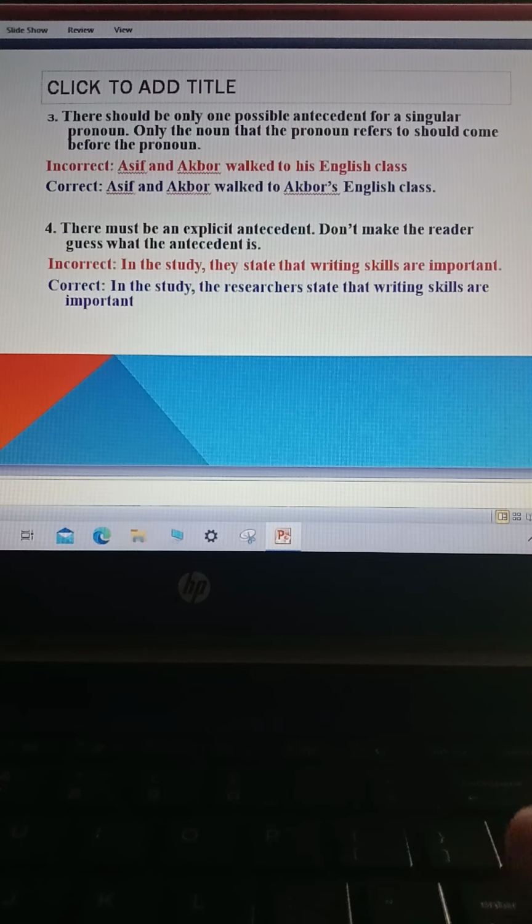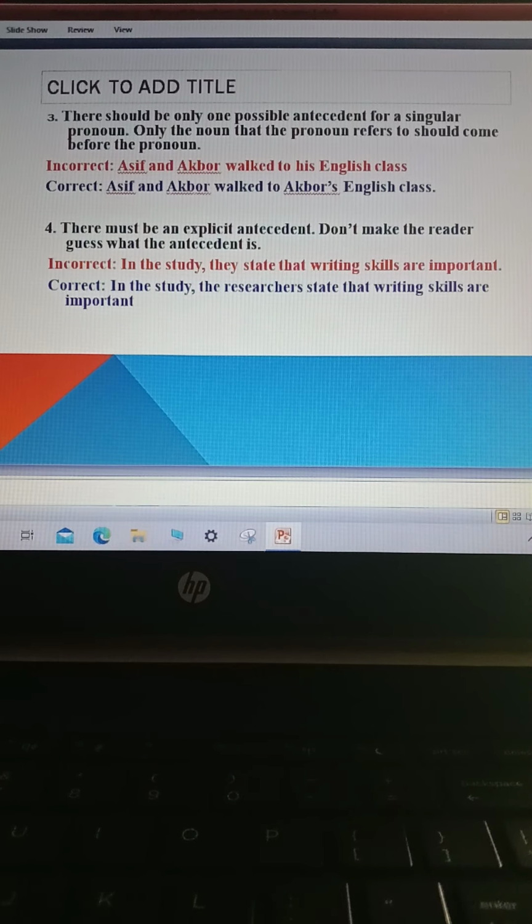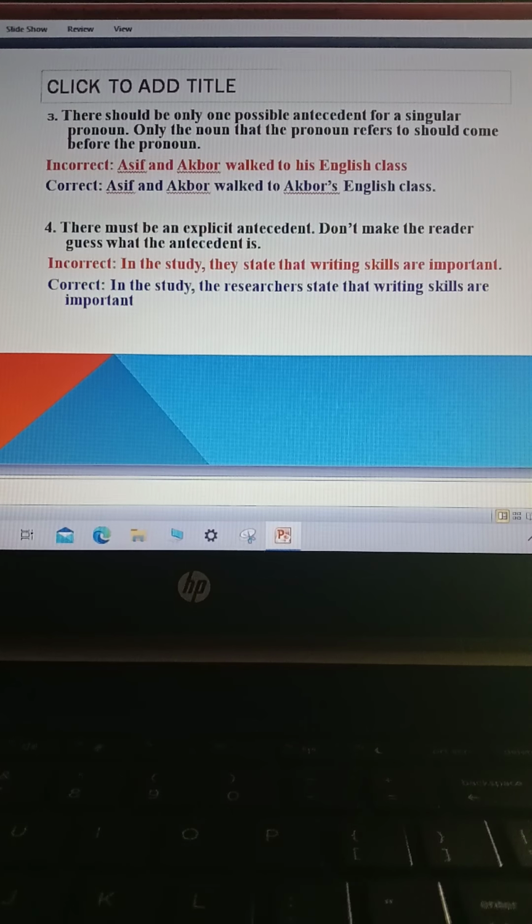Correct answer: Asif and Akbar walked to Akbar's English class. Here you see only the noun that the pronoun refers to should come before the pronoun. Here I put Akbar's instead of his. Now rule 4: there must be an explicit antecedent. Explicit antecedent means we do not guess the antecedent but refer to it clearly. The rule is: don't make the reader guess what the antecedent is.